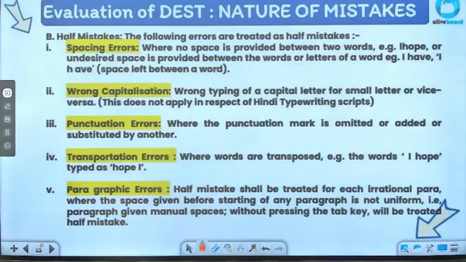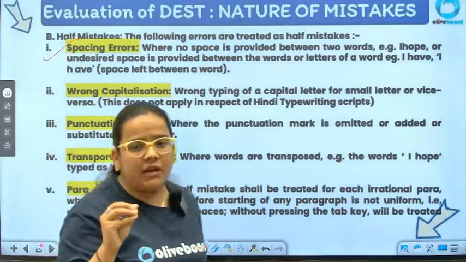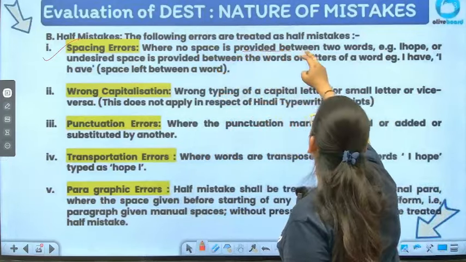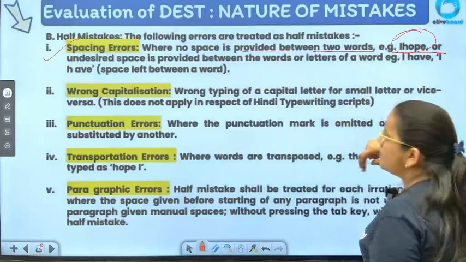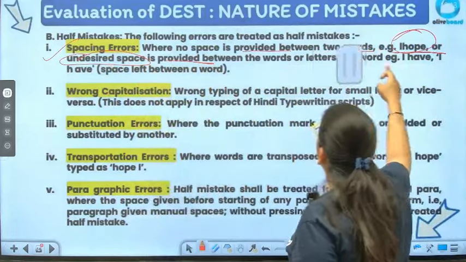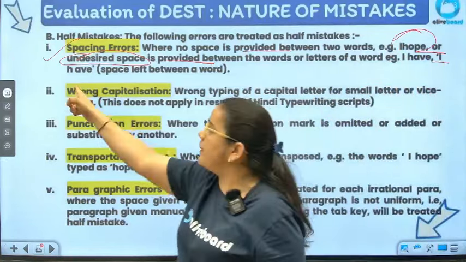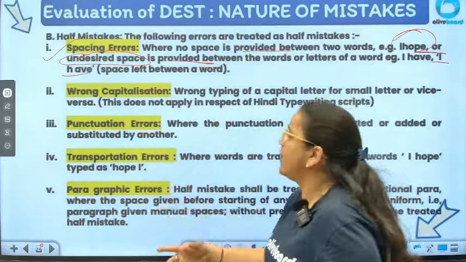Now, again, the nature of mistakes. For example, spacing error is the major mistake committed by students, especially where no space is provided between two words, for example, Ihope, which will be considered a mistake, or where undesired space is provided between a word or letters. For example, for I and you just put a space, ha ve. It will also be considered a mistake.